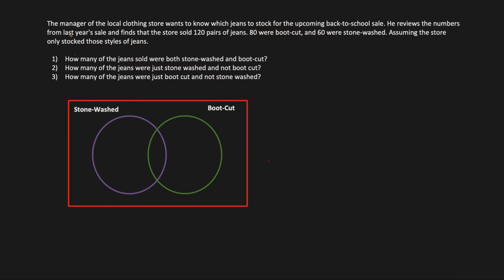So in this case, the manager of a local clothing store wants to know which jeans to stock for the upcoming back to school sale. He reviews the numbers from last year's sale and finds that the store sold 120 pairs of jeans. So of this 120, 80 were bootcut, 60 were stonewashed, and assuming the store only stocked those kind of jeans, we'll answer the below three questions.